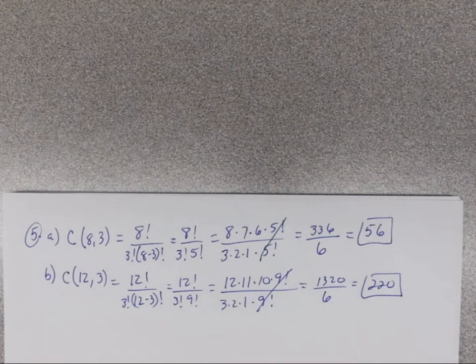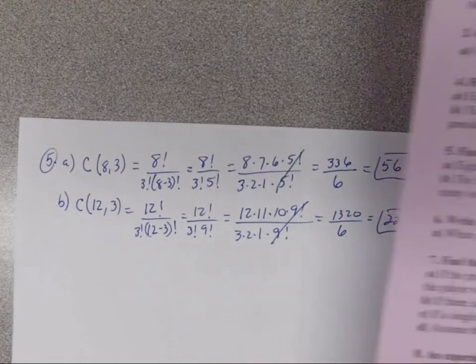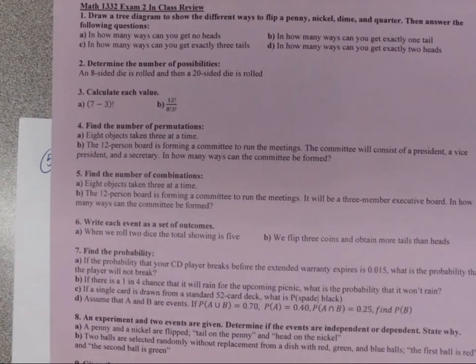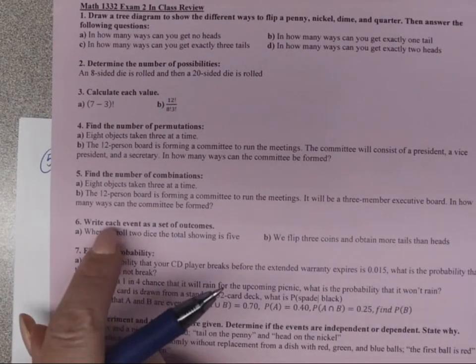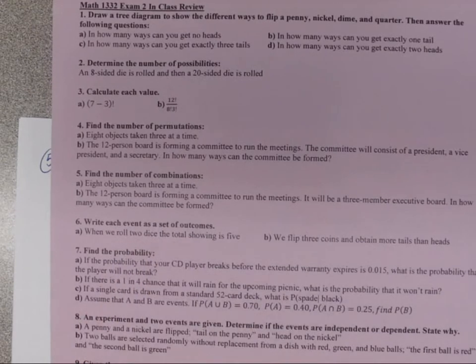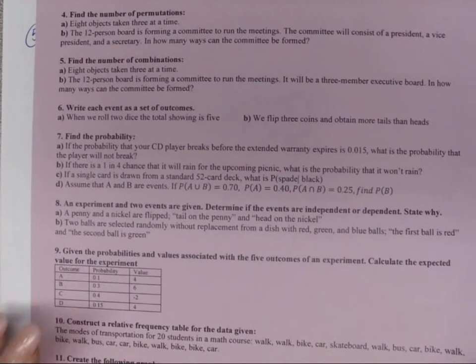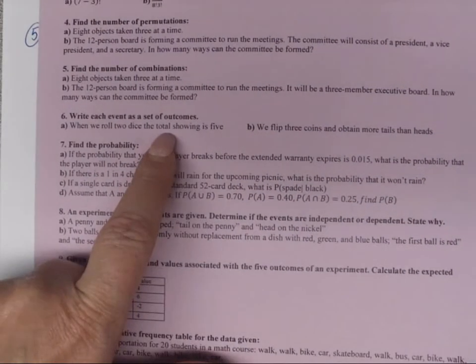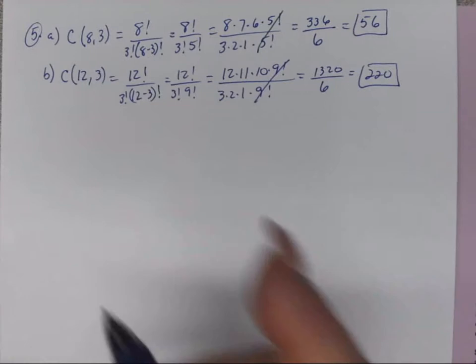All right, let's go look at number 6. Write each set or each event as a set of outcomes. So we roll 2 dice. The total showing is 5. When we're talking about these dice, we're just looking at standard dice that have 6 sides. We need a total showing that is 5.